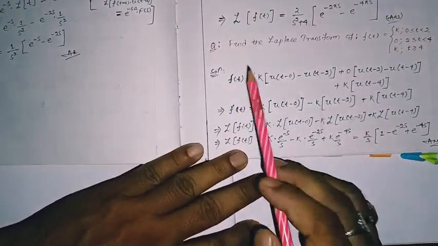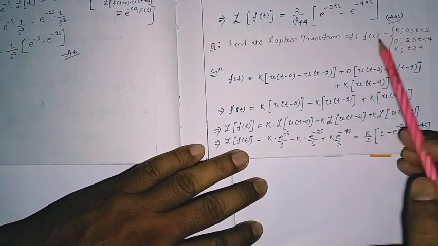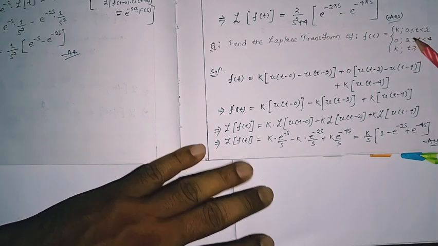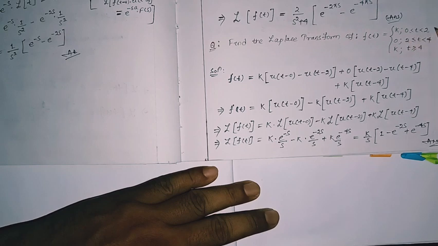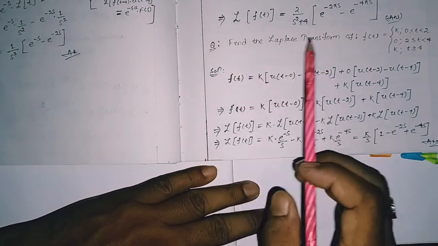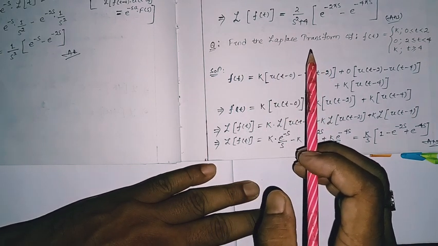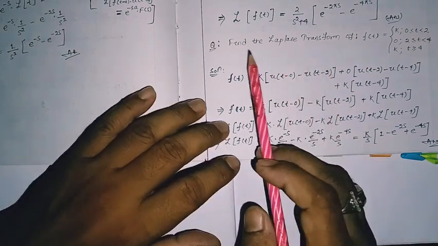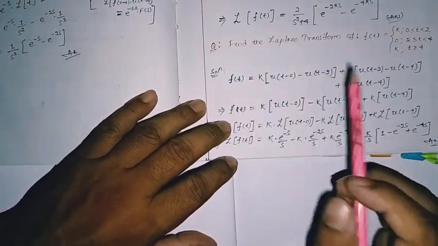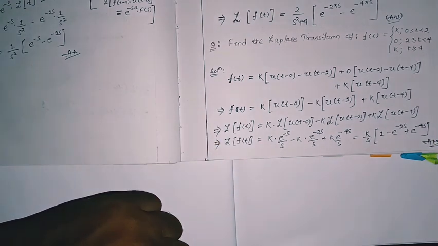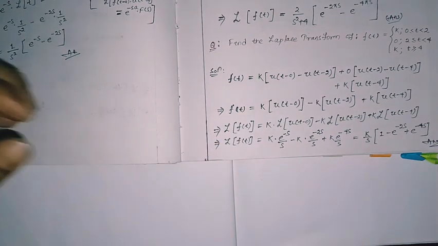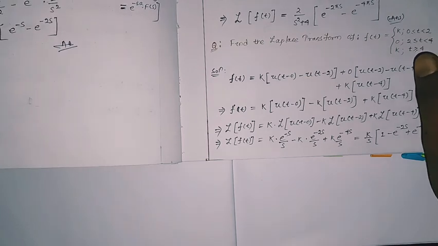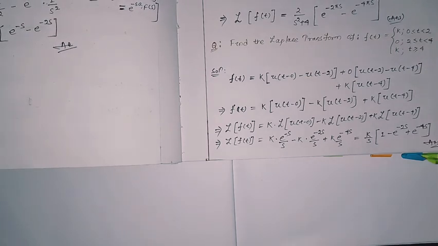The next question is: find the Laplace transform of f(t) equal to this much. k when t is between 0 to 2, 0 when t is between 2 to 4, k when t is greater than 4. Here in this question, it is not written whether you have to use the step function or not, but if only this is asked, you have to apply the step function. It will be easy for you to solve the numerical, okay?